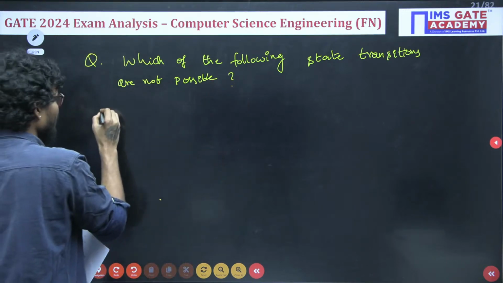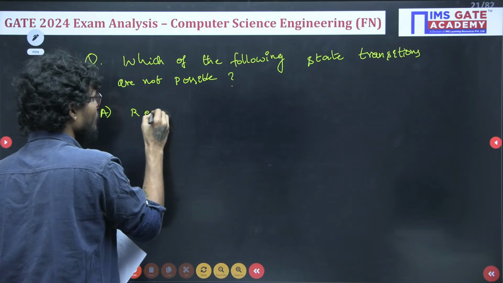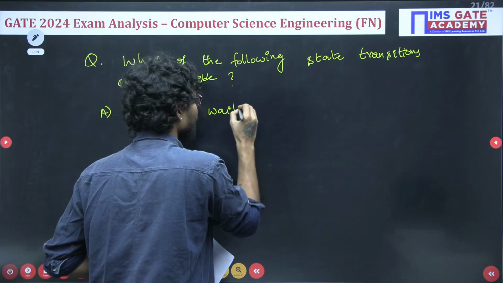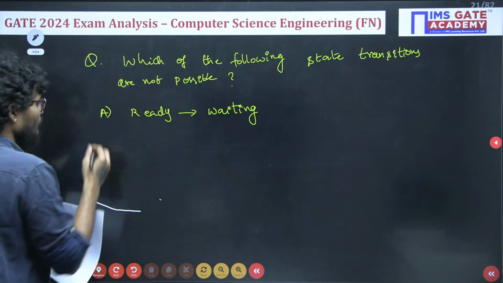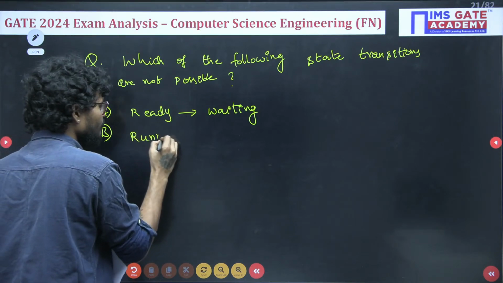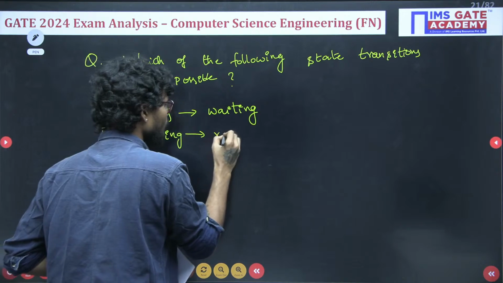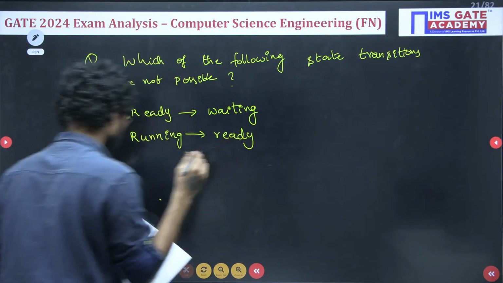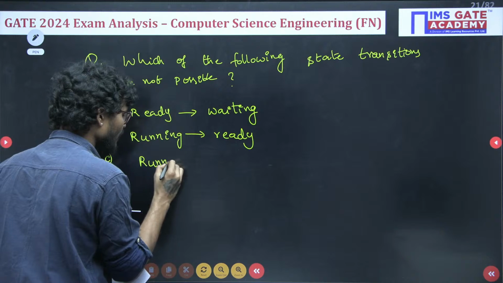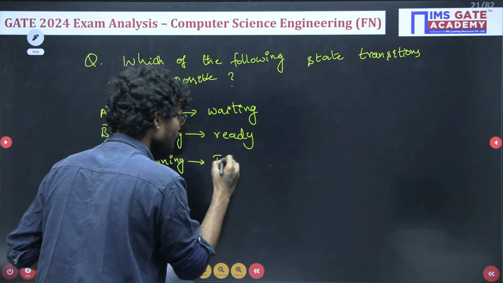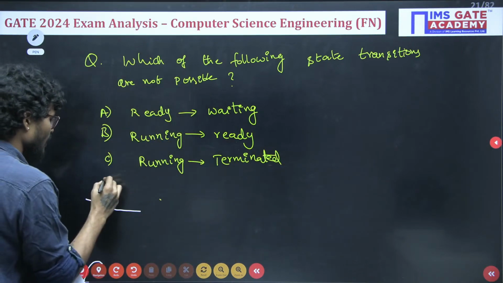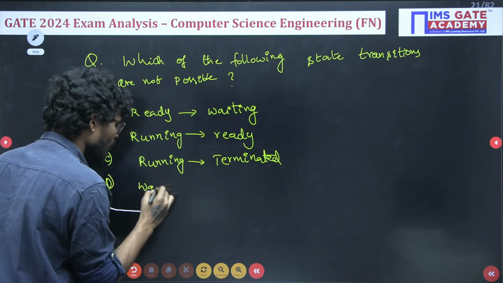The options that we have here are: from ready state to waiting state, from running state to ready state, from running state to terminated, and the last option, from waiting state to running state.